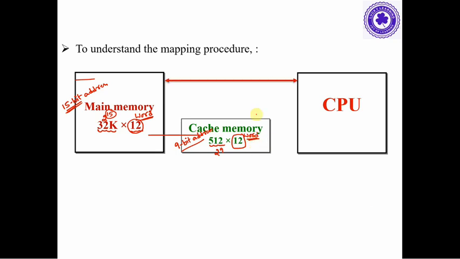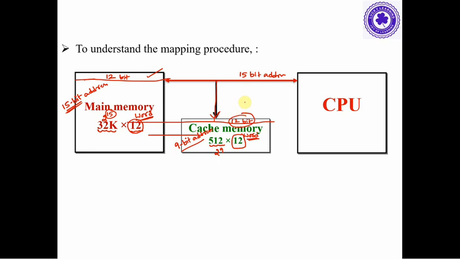What will the CPU do? It makes a reference to main memory by sending a 15-bit address to the main memory. What will main memory do? It responds to the CPU by sending the 12-bit word. This is a memory word. That 12-bit word is sent to the CPU, and in parallel it is also stored into the cache as a 12-bit word. So here the mapping of a 12-bit word from main memory into cache is called the mapping process.